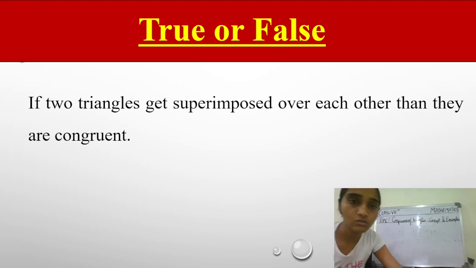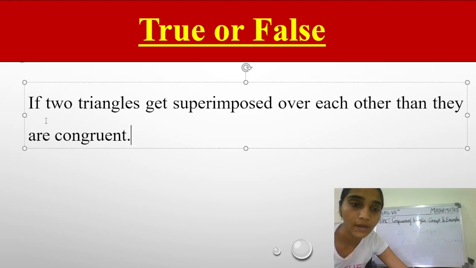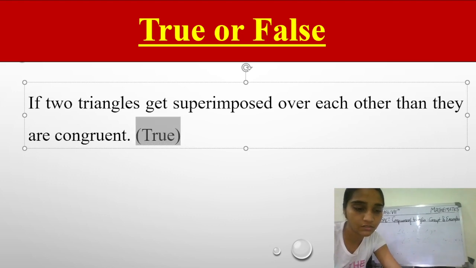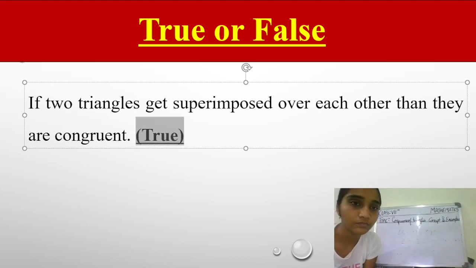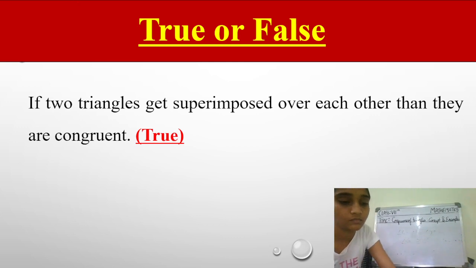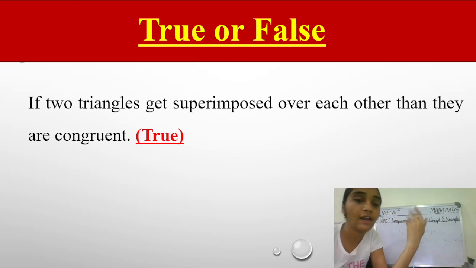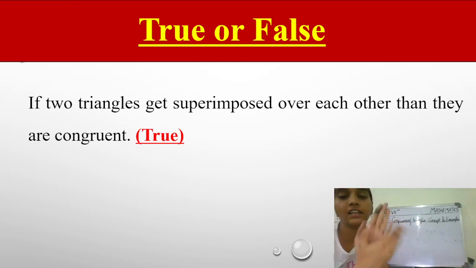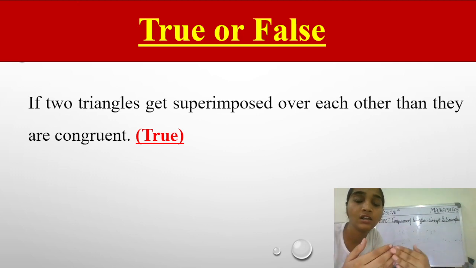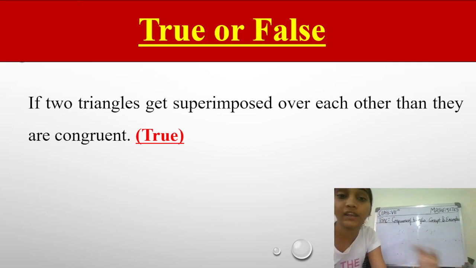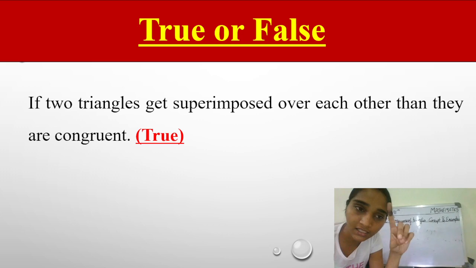Very good, students. If you are giving the answer as true, you are absolutely correct. This is a true statement. Because if we have one triangle and it is getting superimposed over the other, since we are not able to see the difference, we can say it has the same shape and the same size also.